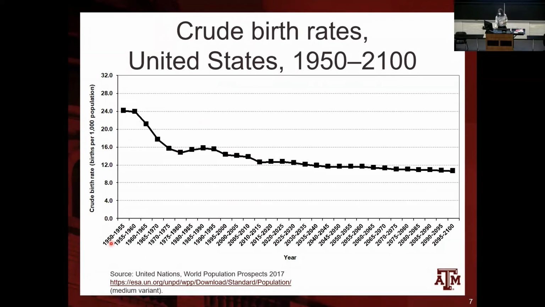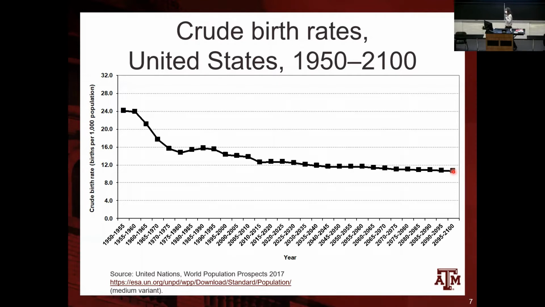And these are the trends of the crude birth rate in the US since 1950 and projections until 2100, declining from around 24 births for every 1,000 people in the US back in 1950, and expected to be a little lower, like around 11 births for every 1,000 people by 2100. So this graph I showed to you guys before.